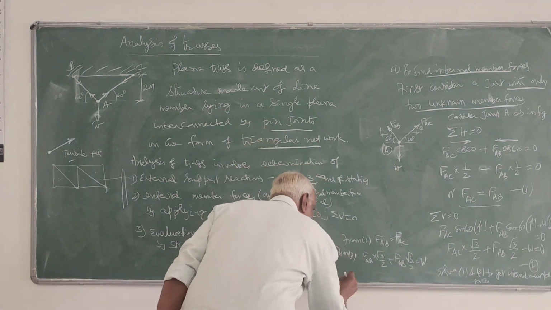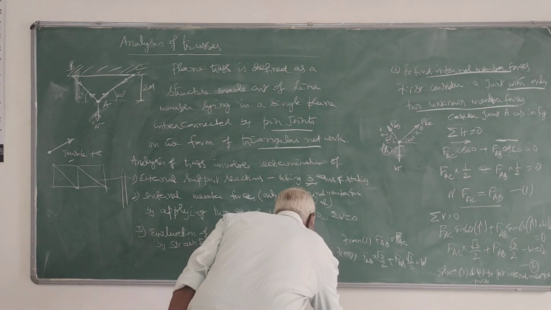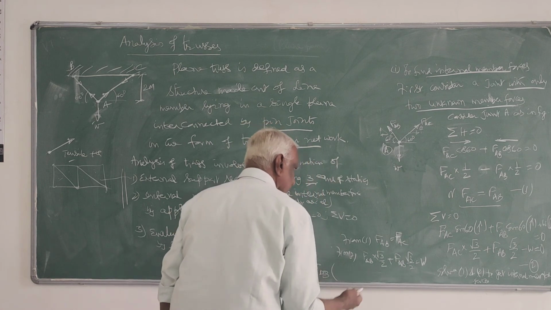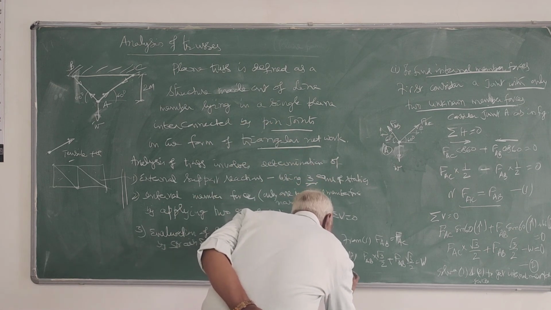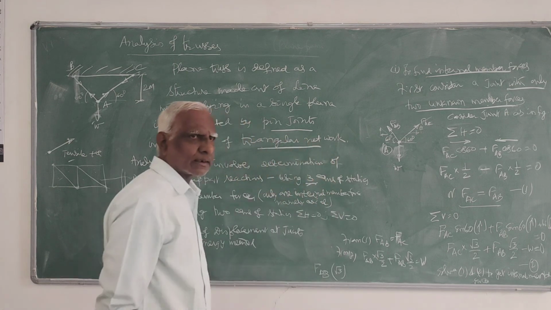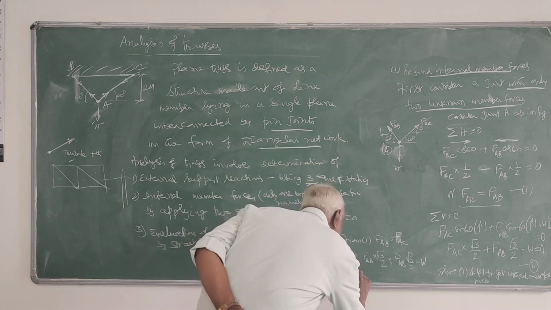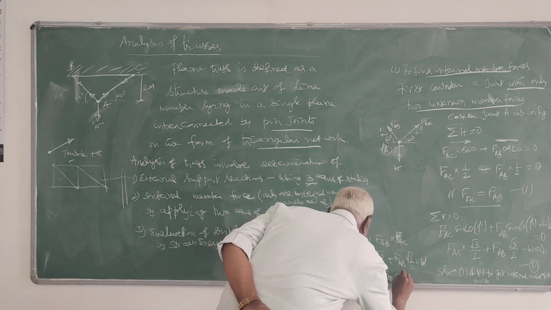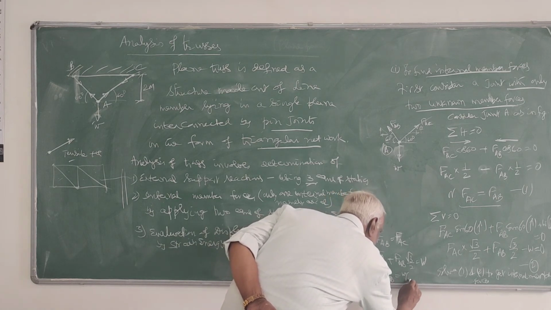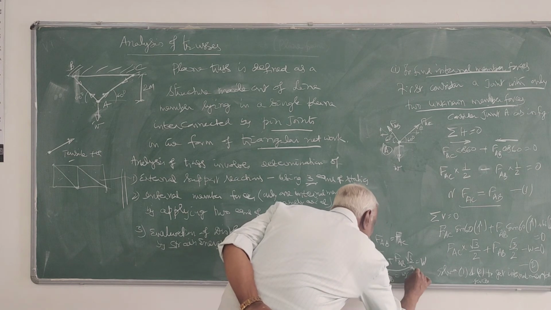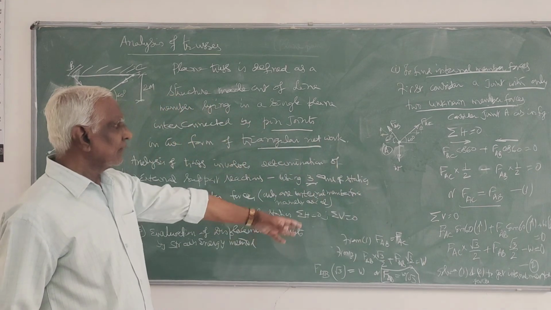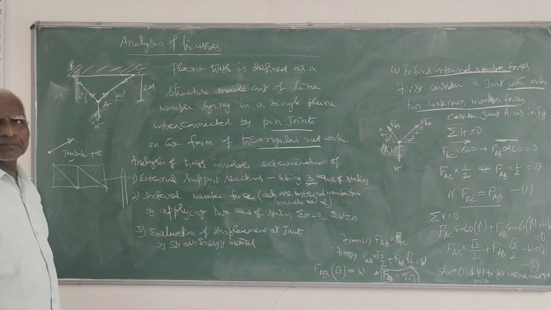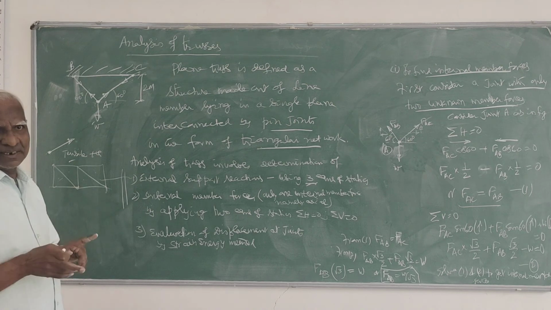This is also FAB, root 3 by 2, equals W. So this is nothing but FAB into root 3 by 2 plus root 3 by 2. It is 2 root 3 by 2, it is root 3. Correct? Root 3 equals W, or FAB equals W by root 3, which is equal to FAC. So FAC equals FAB. That's it. So I have determined FAB, FAC. So that is truss analysis.